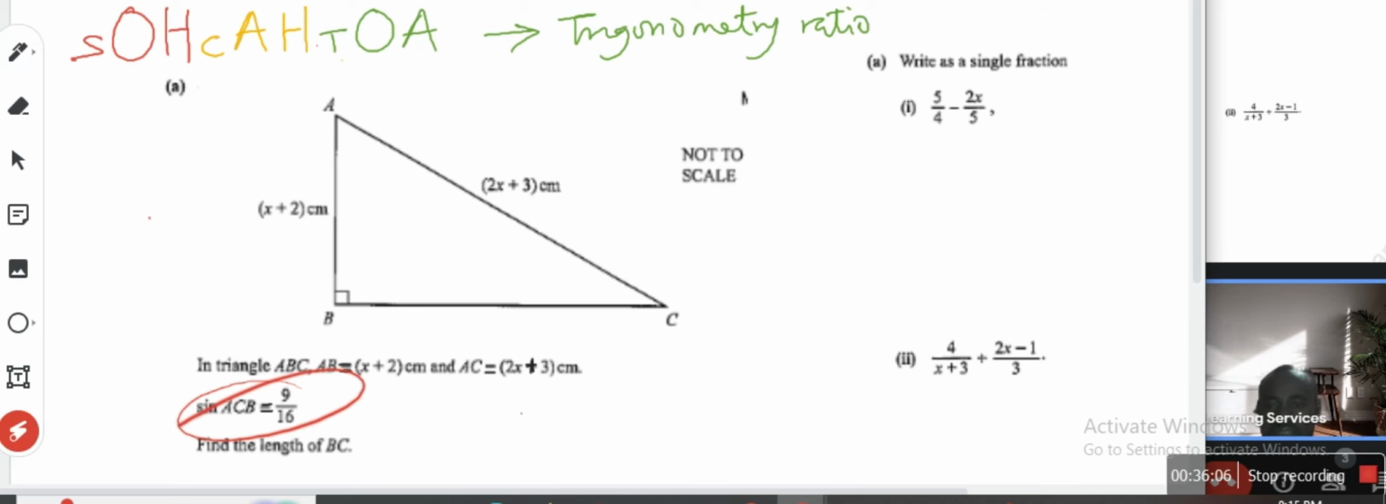Because we're given sine ACB, and sine is opposite over hypotenuse, right? By the way, ACB is what angle? The angle at C, yes. Opposite over hypotenuse, because sine is opposite over hypotenuse. Which side is the opposite, if C is the angle under consideration?